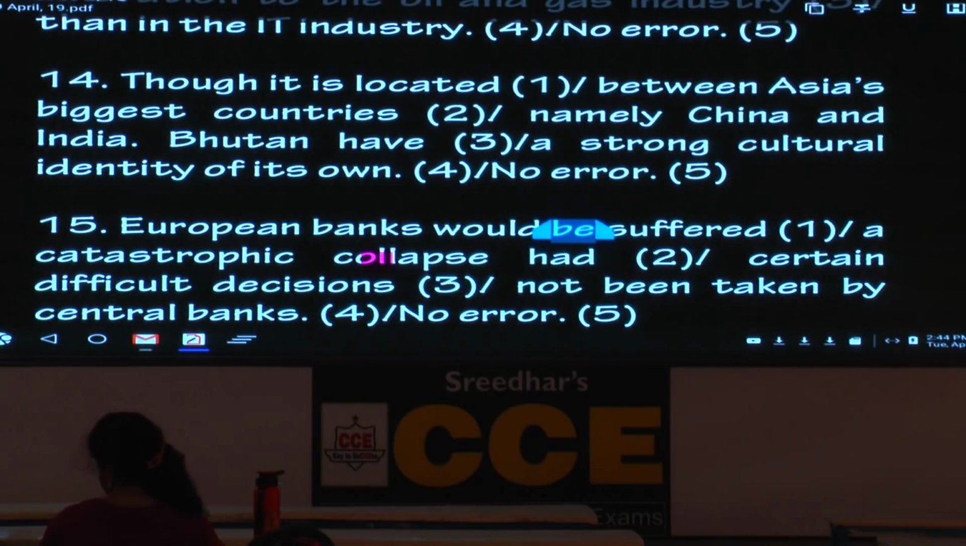Shall I read out the next one? Though it is located between Asia's biggest countries, namely China and India, Bhutan have a strong cultural identity of its own. In this clause, what is the subject? Bhutan. Singular or plural? So will you say has or have? Has. Again, you make a note: subject verb agreement.